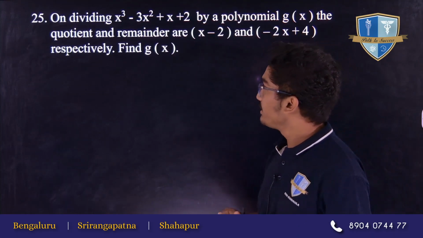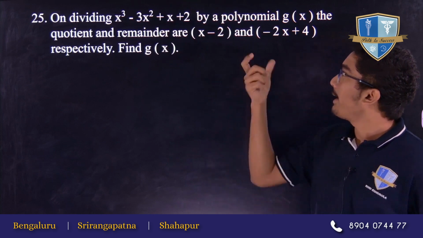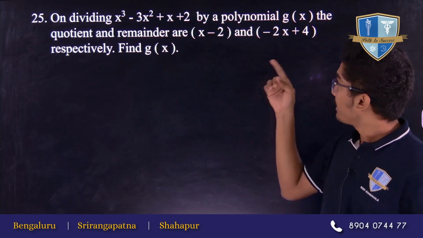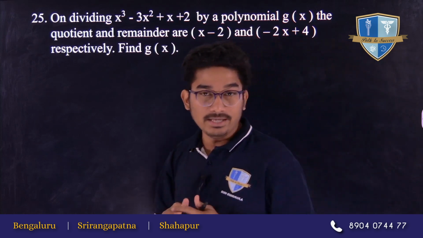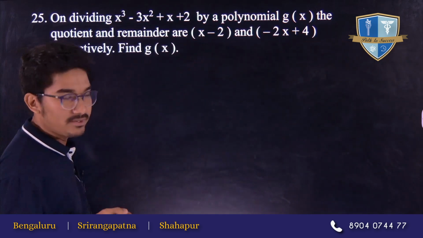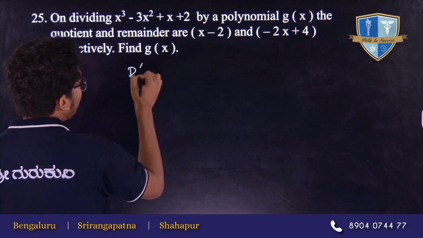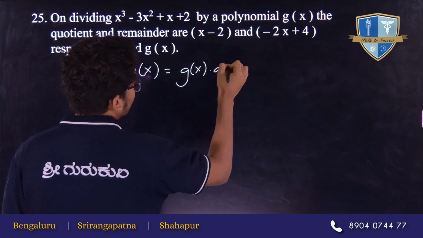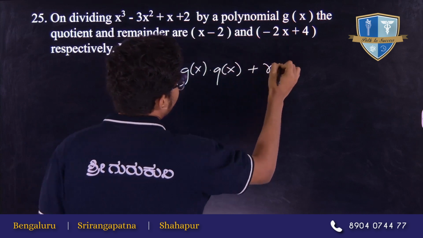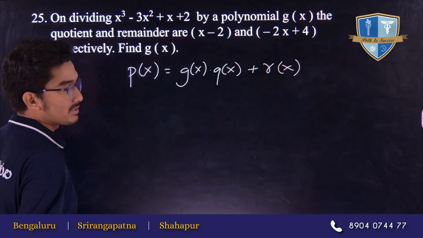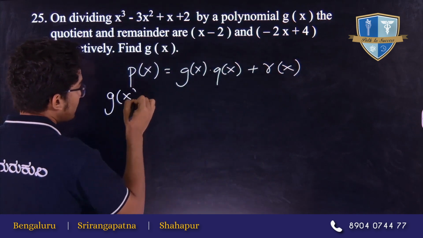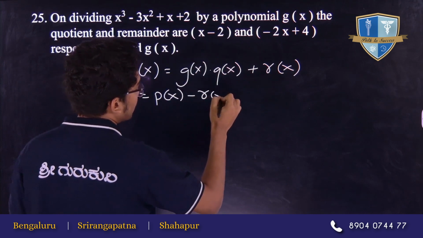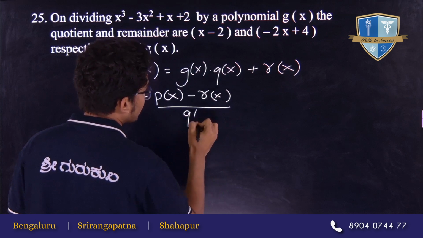Our next question is on dividing this cubic polynomial by a polynomial g of x. Quotient and remainder are x minus 2 and minus 2x plus 4 respectively. Find g of x. So from Euclid's division algorithm, one thing we know is p of x is equal to g of x into q of x plus r of x. So we are supposed to find g of x. So g of x is equal to p of x minus r of x divided by q of x.